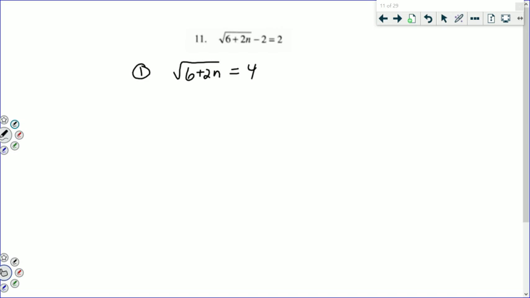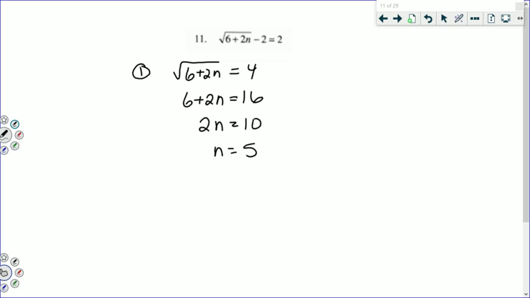Once the square root's by itself, we can go ahead and square both sides. So this side squared is going to be the thing that is underneath the square root. So the squaring of a square root makes it go away. And then 4 times 4 is going to be 16. And now we solve for n. Subtract 6 from both sides. 2n equals 10. n equals 5. Okay? So that's all there is to that.